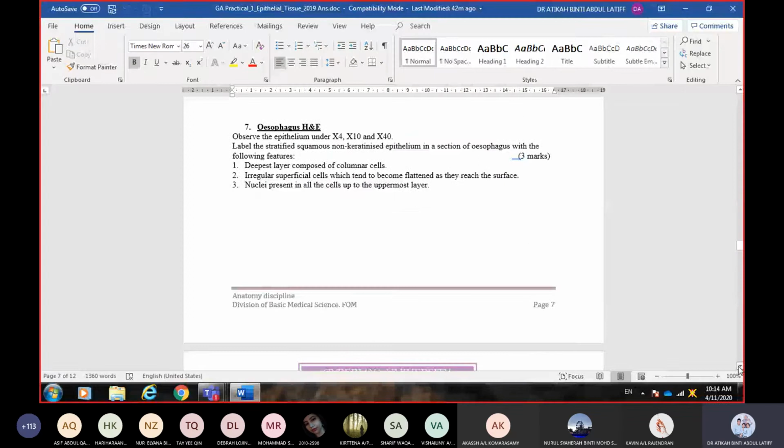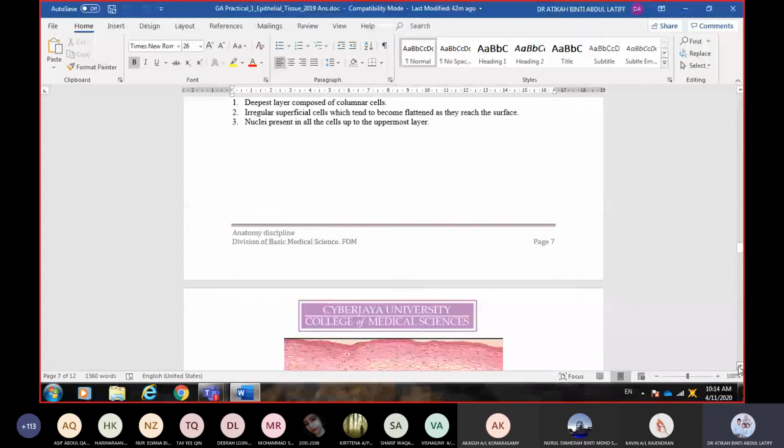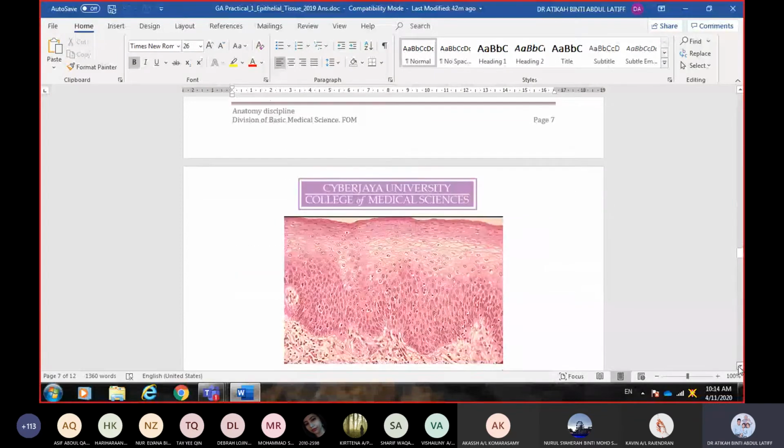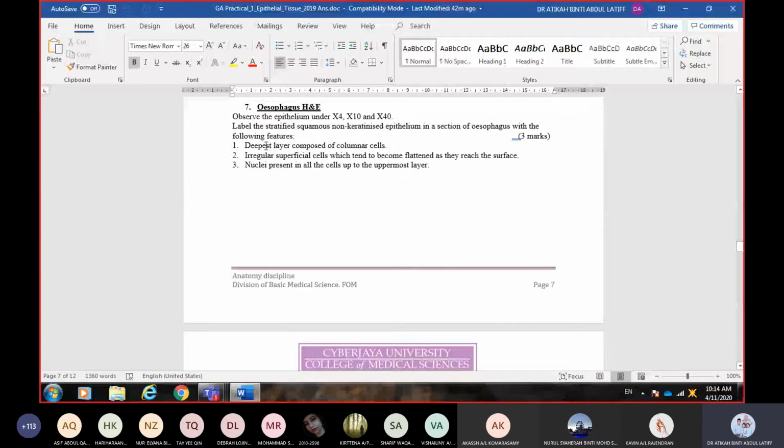So next is esophagus. Here you need to identify the deepest layer composed of columnar cells, irregular superficial cells which tend to become flattened as they reach the surface, and nuclei present in all the cells up to the uppermost layer. Features of stratified squamous non-keratinized epithelium.